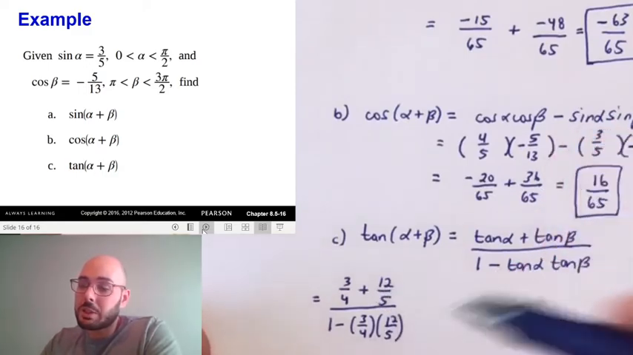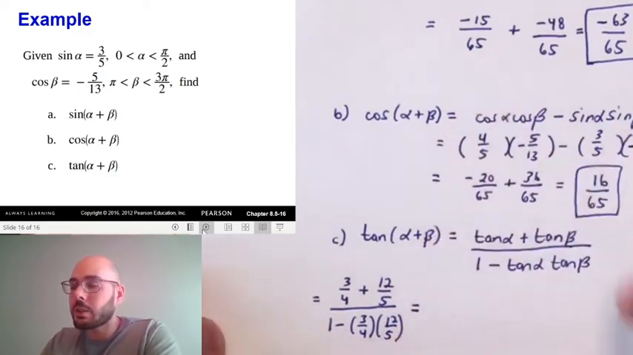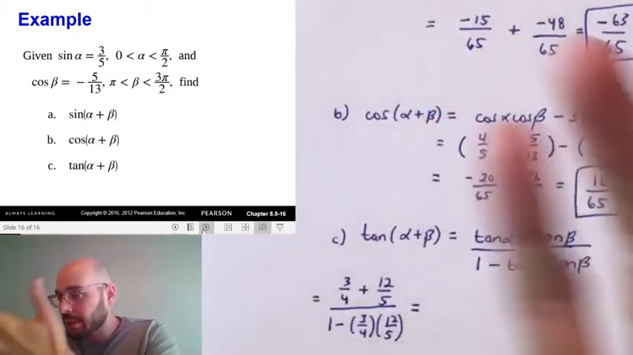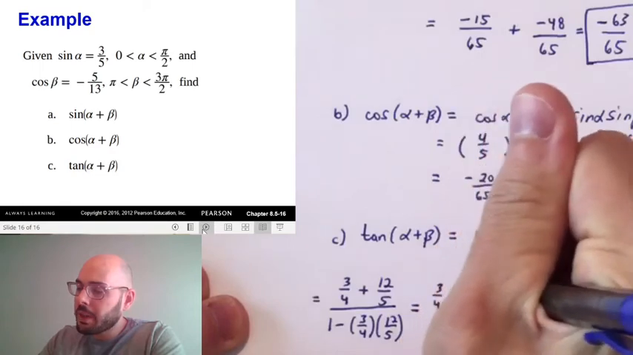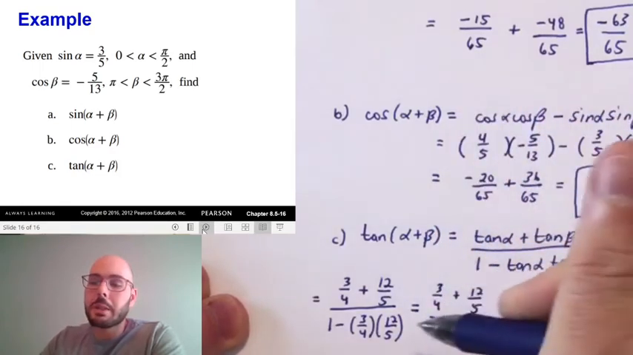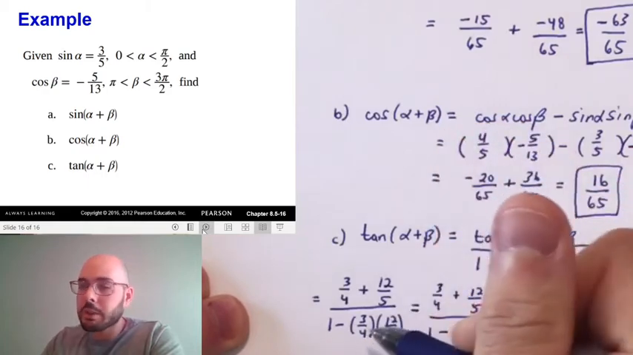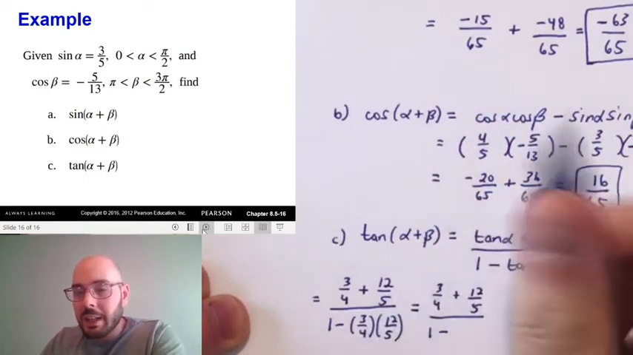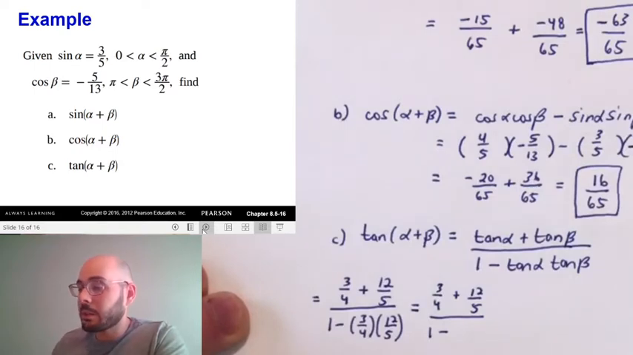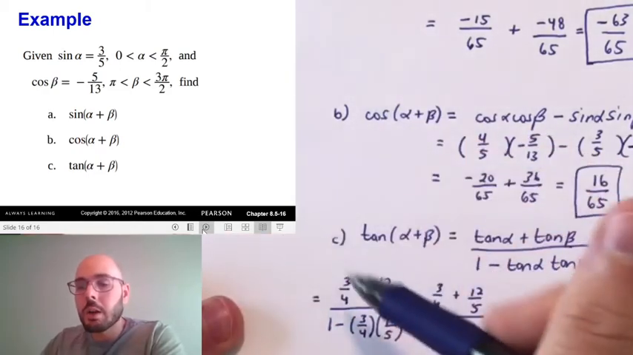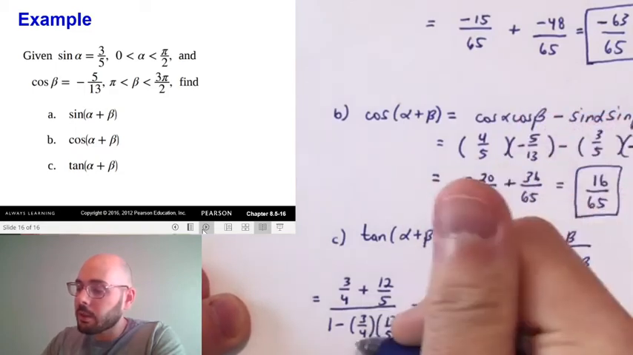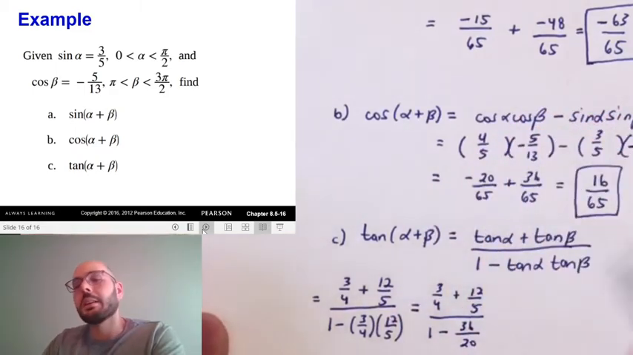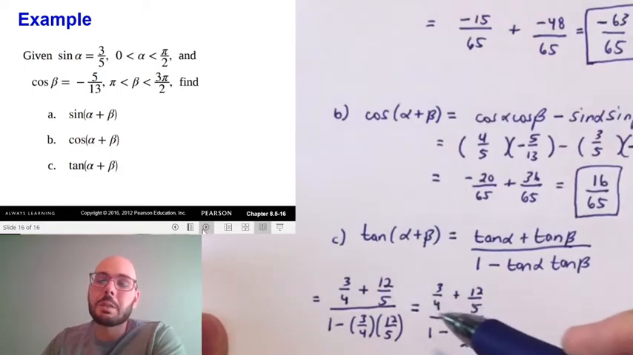Okay, so now it's up to us to simplify this. We've had some practice doing this. We'll have to combine fractions, get common denominators, all that good stuff. So before I do that, I'm going to simplify the denominator. So I'm going to actually multiply these fractions together. We could reduce them a little bit, but no, let's just leave them. So multiply these fractions together: 3 times 12 is 36 over 4 times 5 is 20. That'll be helpful because it looks like I'm going to have the same denominator on the top.